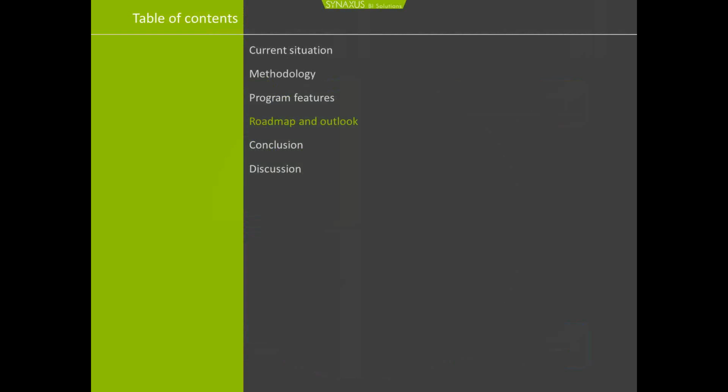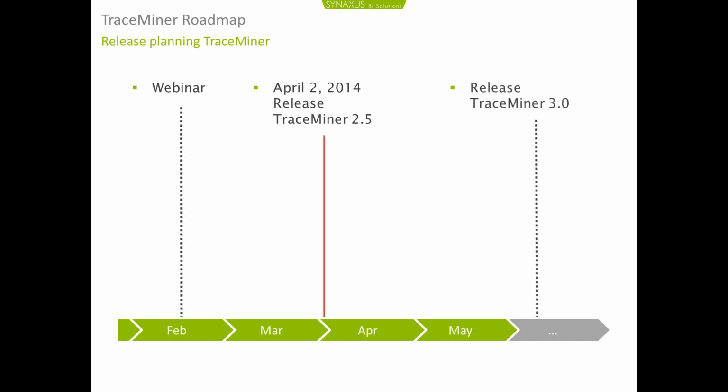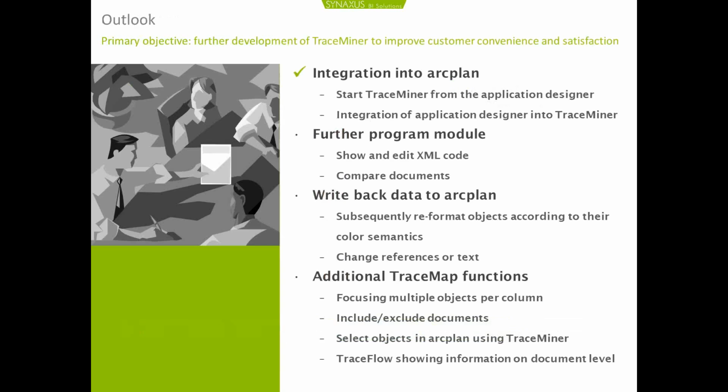So now let me give you a roadmap on the release planning after seeing these powerful features. Today was the webinar with the initial presentation of the development state of version 2.5. This will be released on April 2nd this year. And keeping up the improvement of our product, we plan to release TraceMiner 3.0 in 2015. So here's a little outlook.